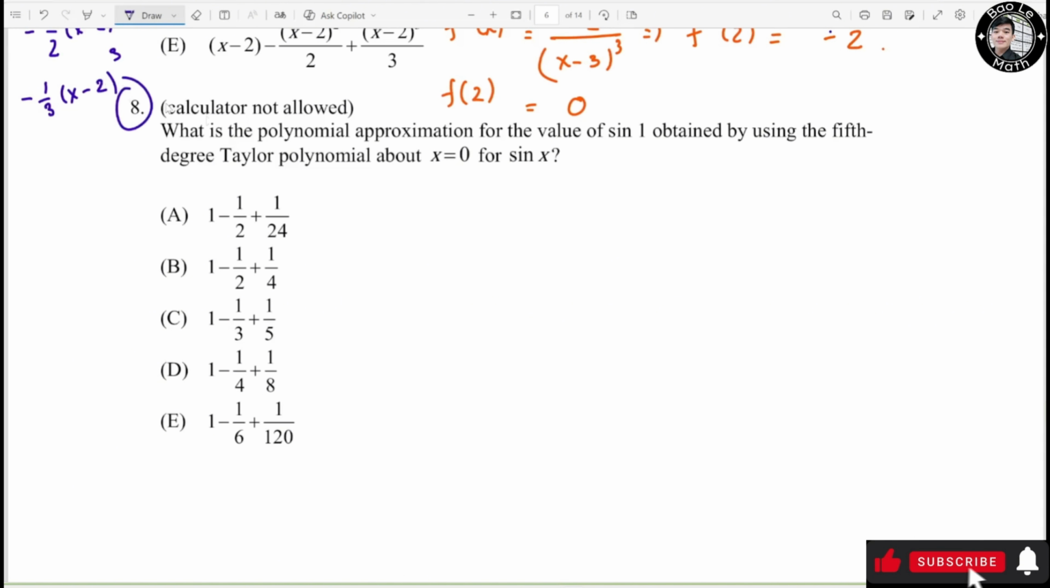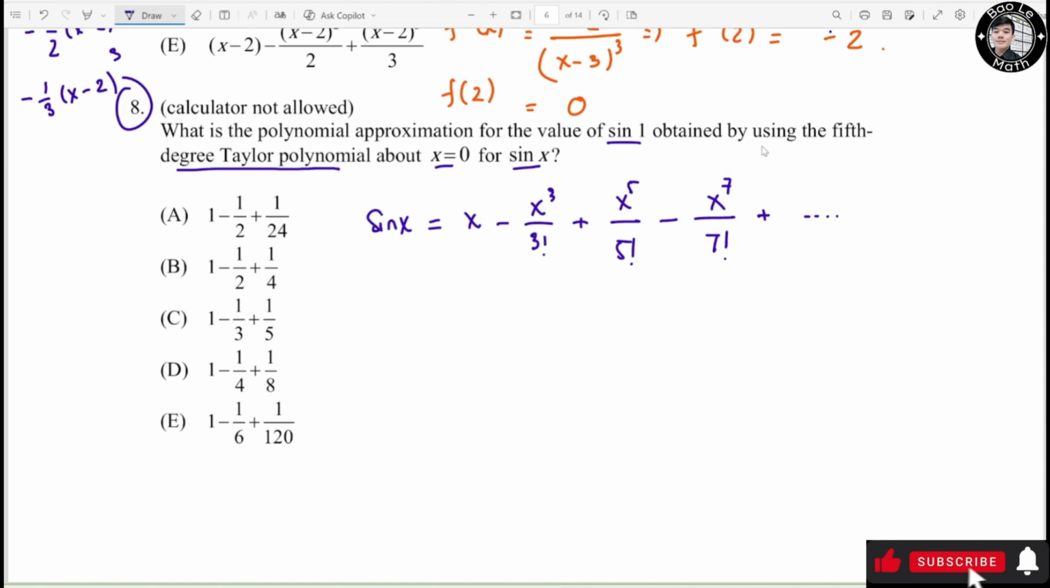Question 8. What is the polynomial approximation for the value of sin of 1 obtained by using the fifth degree Taylor polynomial about s equals 0 for the function sin s? Alright, this is very simple. So we have sin s is given by the formula. Now we only need the fifth degree, so we stop right here.